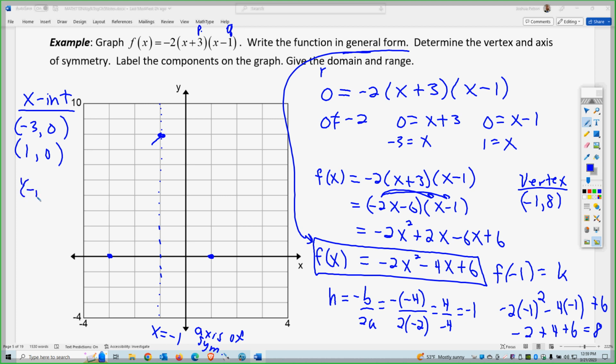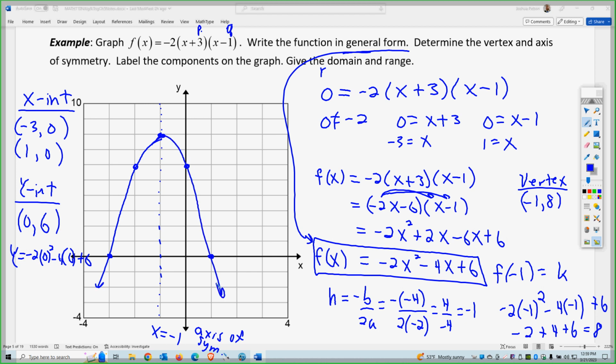So it goes down. Wait, let's do the y-intercept. Sorry. Y-intercept. We know that x is 0. So if we plug in 0, we get y equals -2 times 0 squared minus 4 times 0 plus 6. So we get 6. 1, 2, 3, 4, 5, 6. And symmetrically on the other side. We get our parabola, which points down, which makes sense because the a value is -2, so it points down.